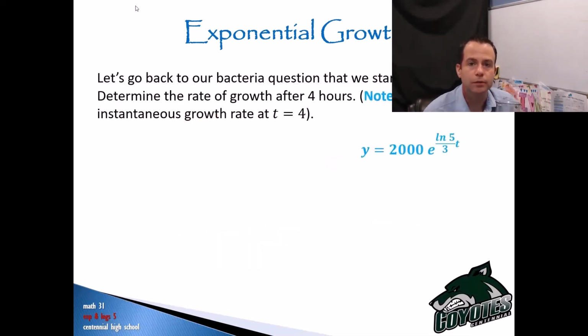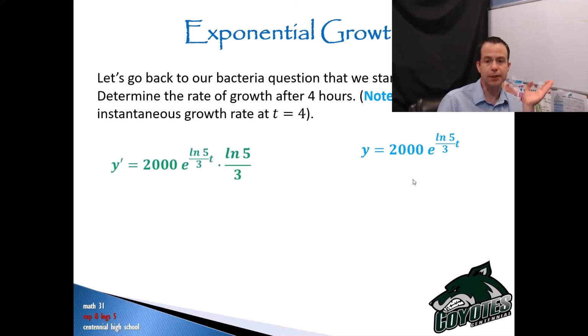Okay, so let's go back to our bacteria question that we started with. Determine the rate of growth after 4 hours. Now note, that's the instantaneous growth rate at t equals 4. So if I'm looking for a rate of growth, I am looking for the derivative. So I need to take the derivative of 2000 e to the (ln 5 over 3) t. When I do that, that'll be 2000 e to the (ln 5 over 3) t times ln 5 over 3, right? The derivative of this guy is this guy times the derivative of the inside function.